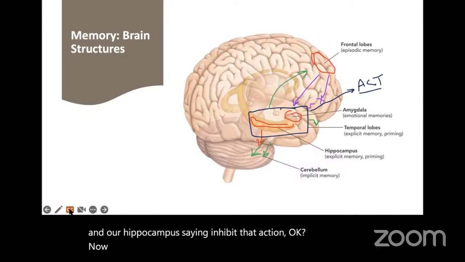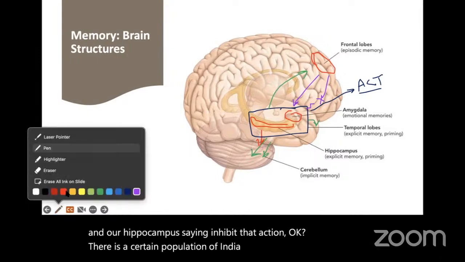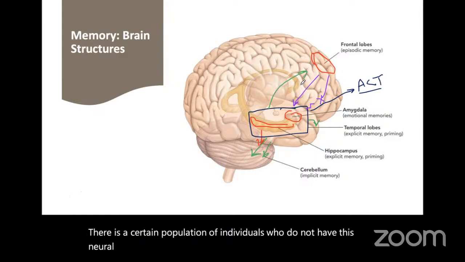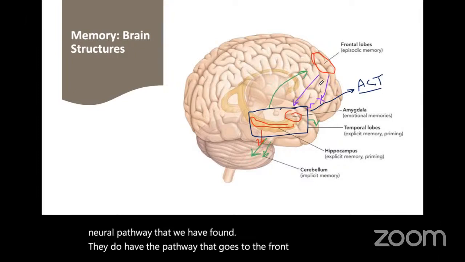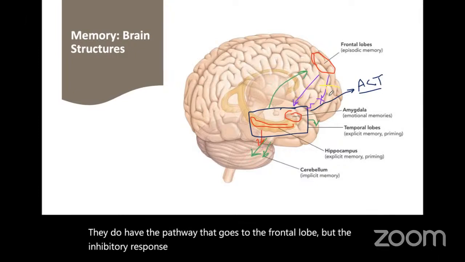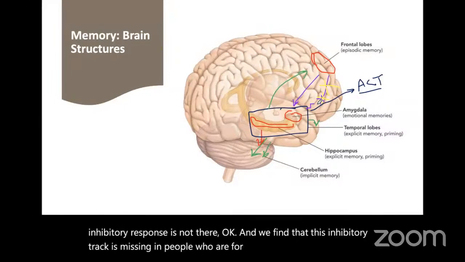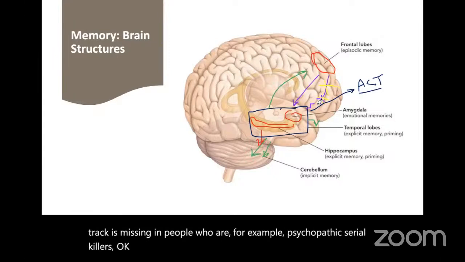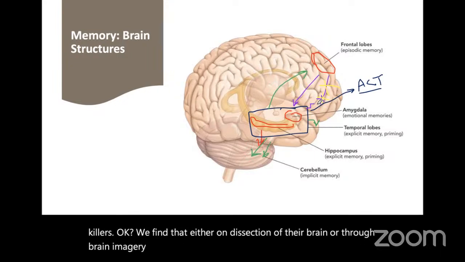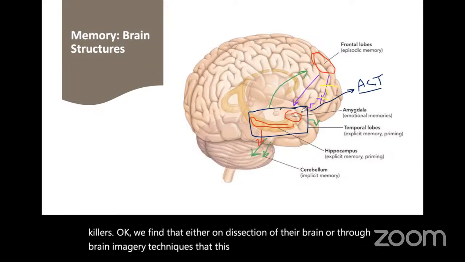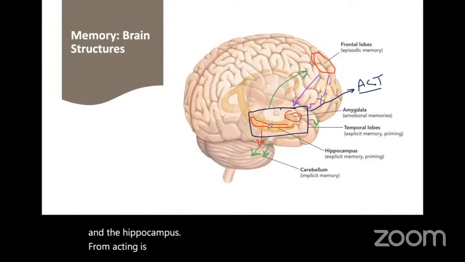Now, there is a certain population of individuals who do not have this neural pathway that we have found. They do have the pathway that goes to the frontal lobe, but the inhibitory response is not there, okay? And we find that this inhibitory track is missing in people who are, for example, psychopathic serial killers, okay? We find that either on dissection of their brain or through brain imagery techniques, that this track that inhibits the amygdala and the hippocampus from acting is not present, okay?